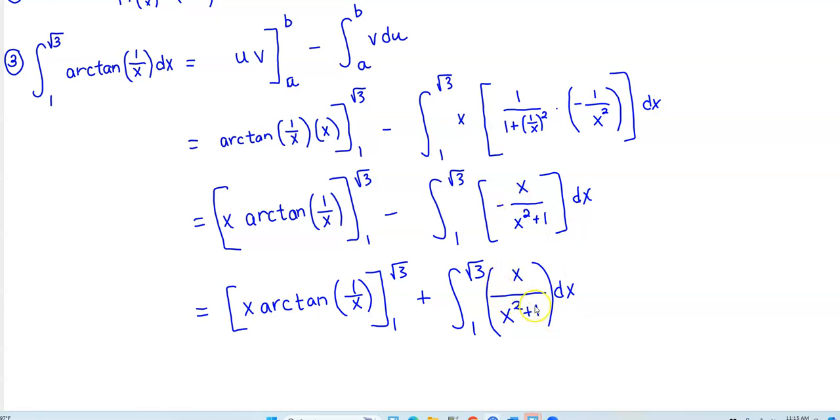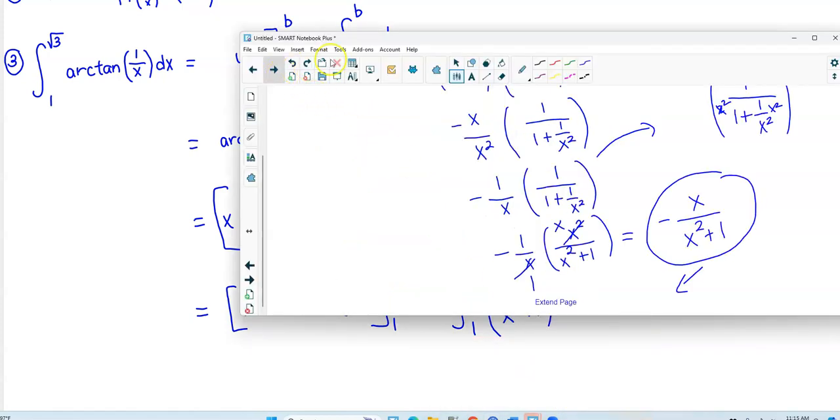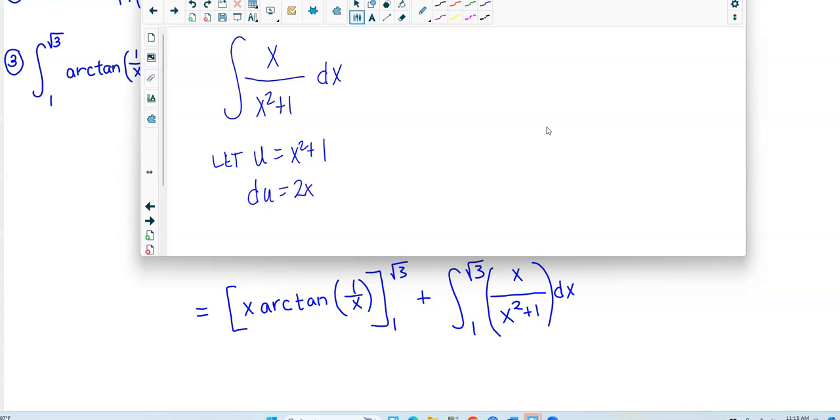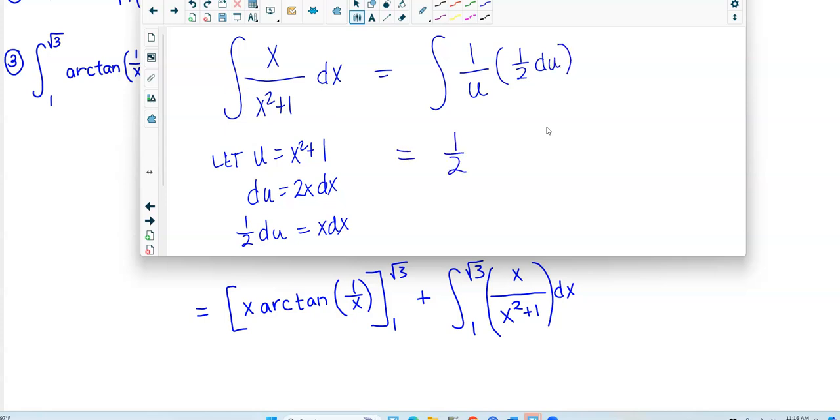Okay, so now we need to take the antiderivative of this using u substitution. So let's go ahead and take the antiderivative of that. So we have x over x squared plus 1 dx. We let u equal x squared plus 1. du is equal to 2x dx. And then 1/2 du is going to equal x dx. So we have 1 over u times 1/2 du. Factor out the 1/2.